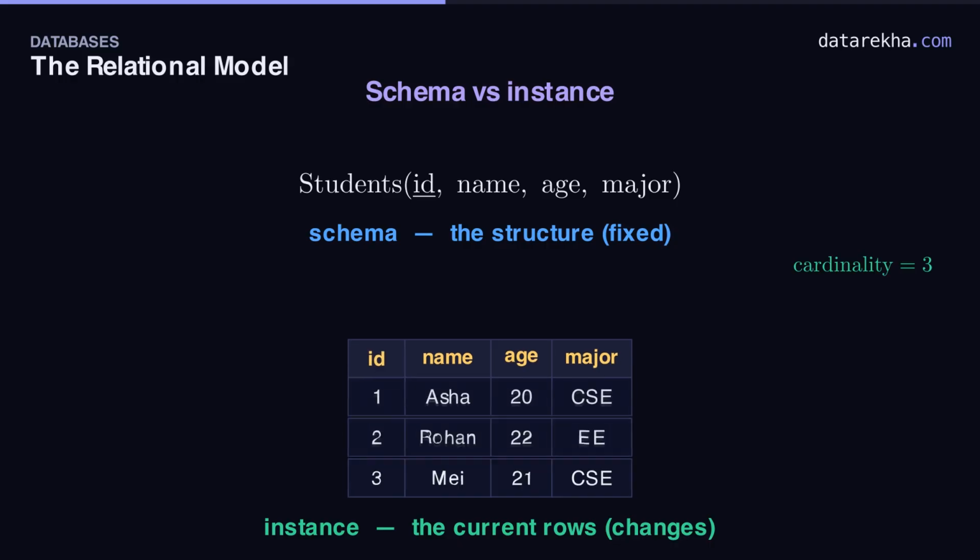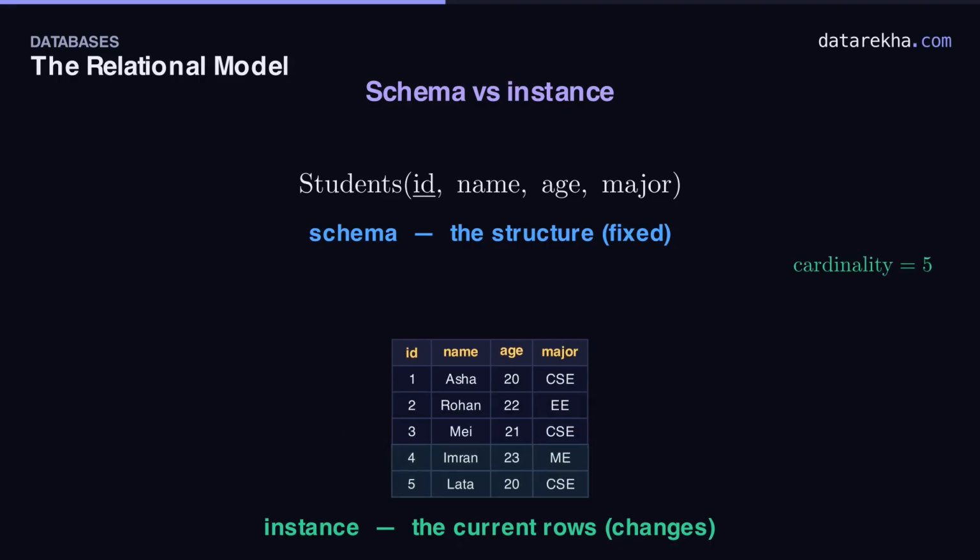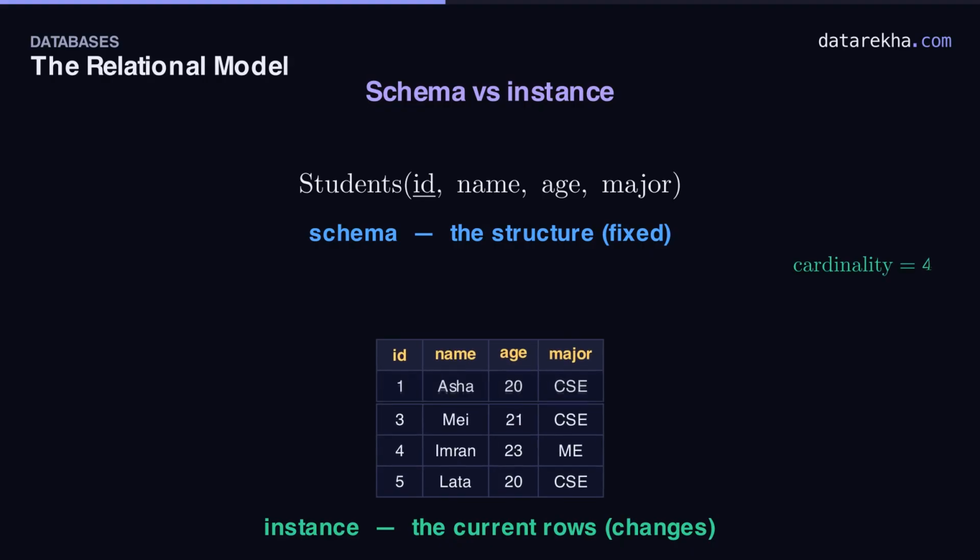Watch what happens when the data changes. Right now, the cardinality is 3. Enroll 2 new students, Imran and Lata. Now remove Rohan. The cardinality drops to 4. Insert, delete, insert. The instance keeps shifting. But look at the header. The columns never moved. The schema stayed exactly the same, and so did the degree. 4.